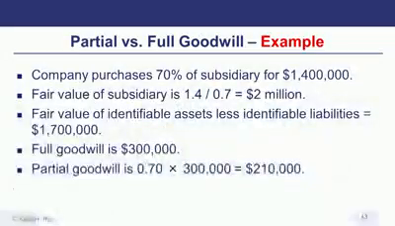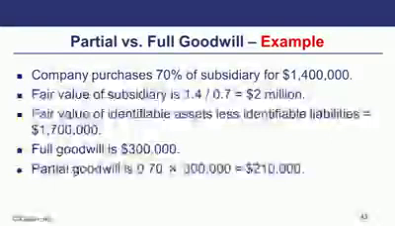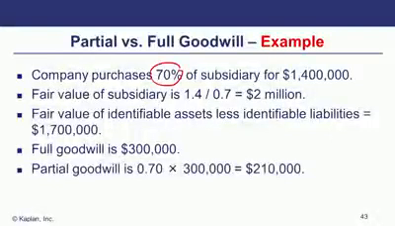Okay, let's have a look at an example to try and illustrate these points that we're making here. So we've got a company purchasing 70% of a subsidiary. Now, of course, it's 70%, meaning partial and full goodwill are going to be different. And we can see here's the consideration that we pay, $1.4 million.